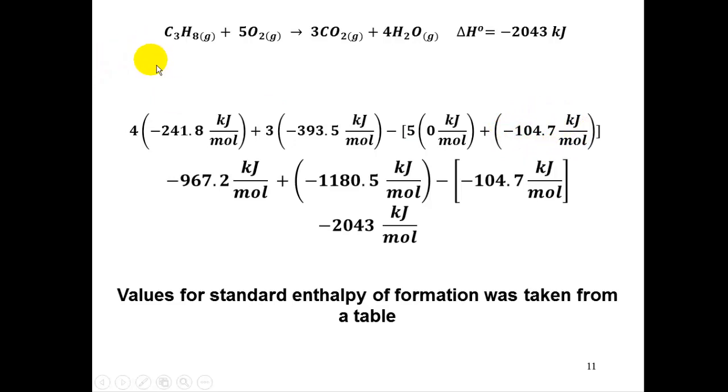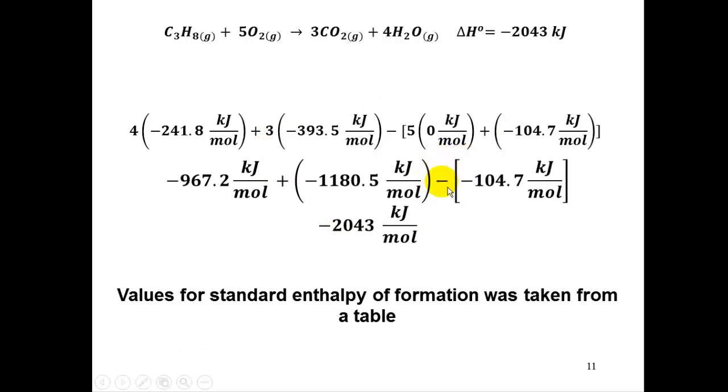So now it's just a matter of math. 4 times negative 241.8 is this value, plus 3 times negative 393.5 is this value. Minus a minus is plus. And there's your value here, minus 2043 kilojoules per mole. Most students mess up on the math, the distribution of that minus sign.